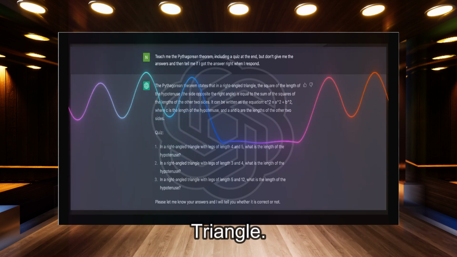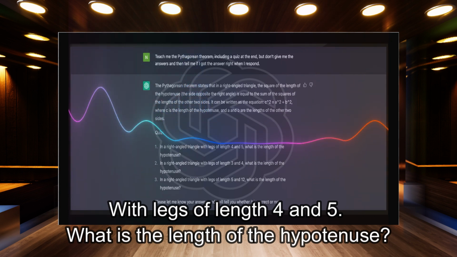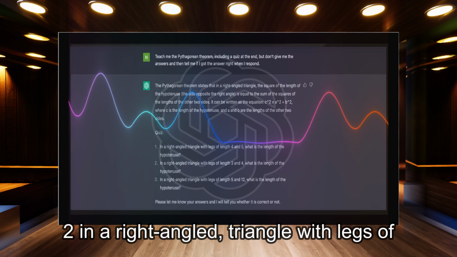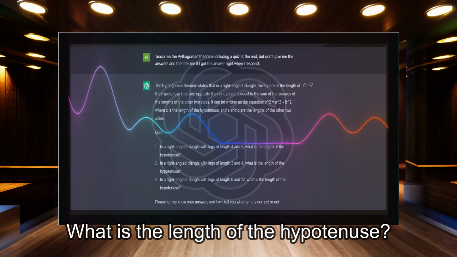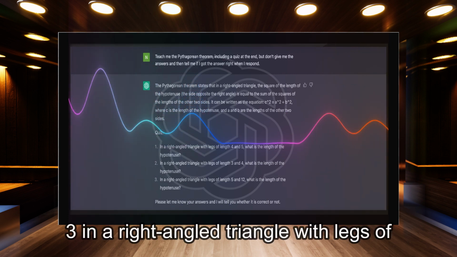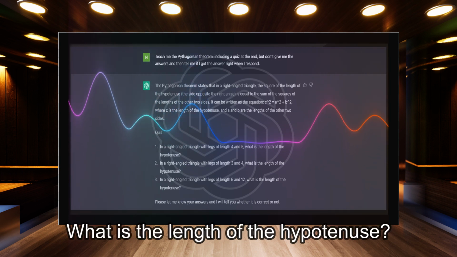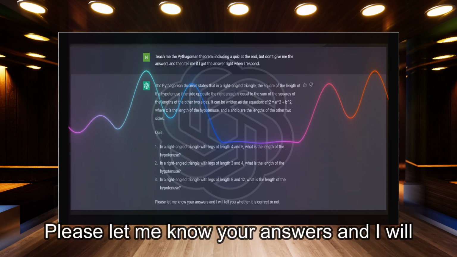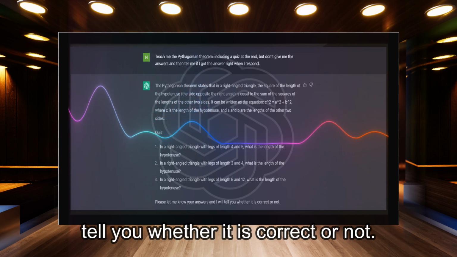1. In a right-angled triangle with legs of length 4 and 5, what is the length of the hypotenuse? 2. In a right-angled triangle with legs of length 3 and 4, what is the length of the hypotenuse? 3. In a right-angled triangle with legs of length 5 and 12, what is the length of the hypotenuse? Please let me know your answers, and I will tell you whether it is correct or not.